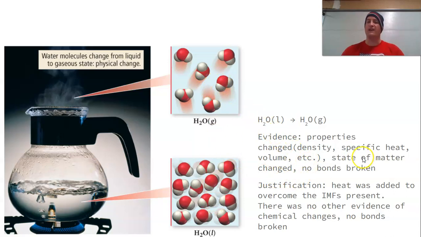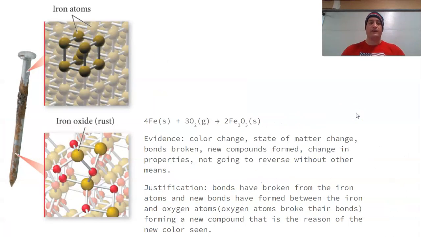No bonds broken. How can you show evidence to that? You can see in the picture that the atoms are still bonded to the same other atoms. And you have to justify it. Okay? You have to justify how that occurred. So that's another key aspect when we think of these physical and chemical changes.